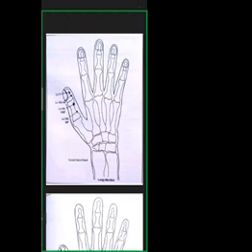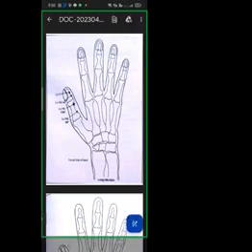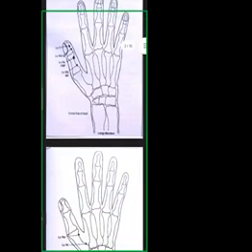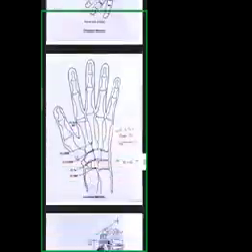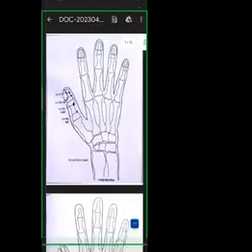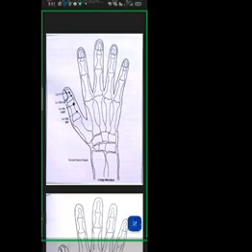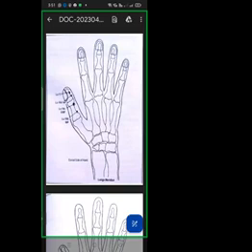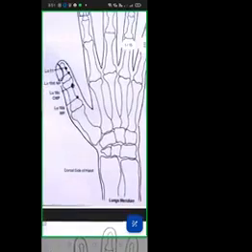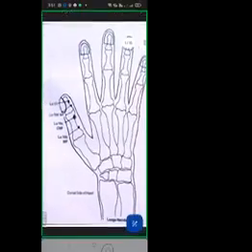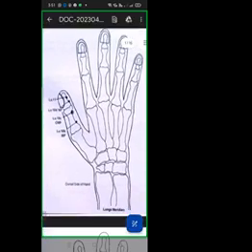Are these diagrams visible, whatever I am sharing? They are given in your book also, but to see again and again, I have just scanned those and shared those to the screen.